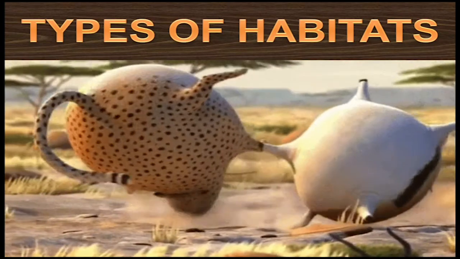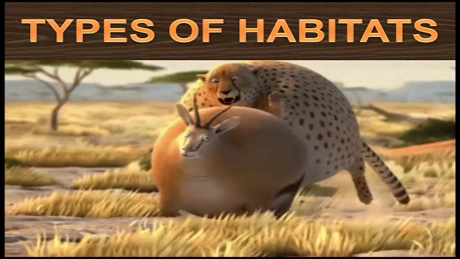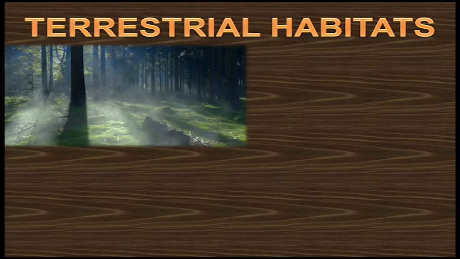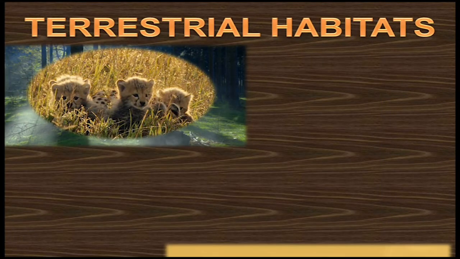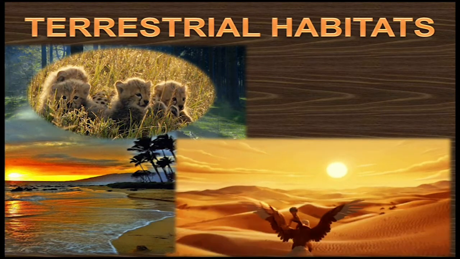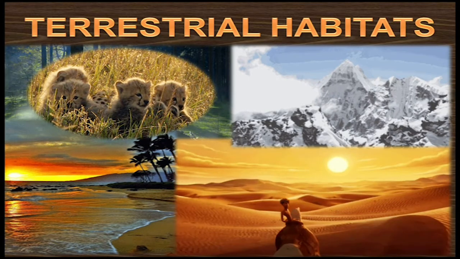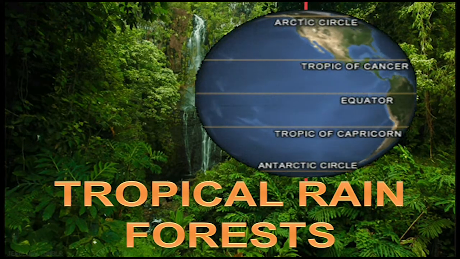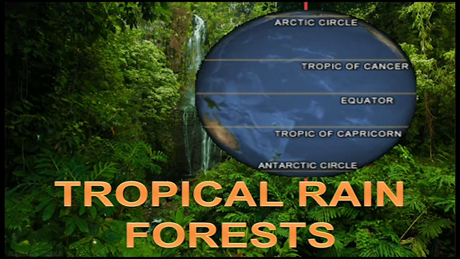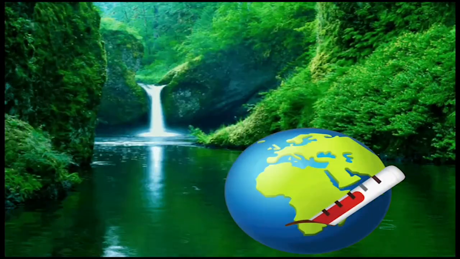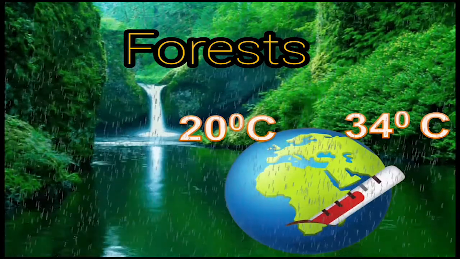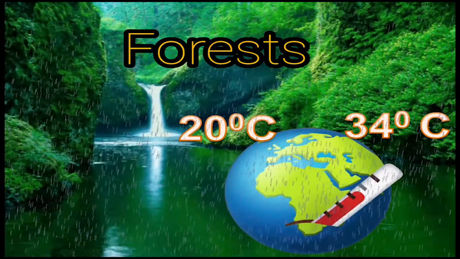Terrestrial habitats, as we had discussed in the previous video, include forests, grasslands, deserts, coastal and mountain ranges. The best example is the tropical rainforest found between the equator and the two tropics, that is, Tropic of Cancer and Capricorn. Here the temperature ranges from 20 to 34 degrees Celsius and they receive heavy rainfall throughout the year.